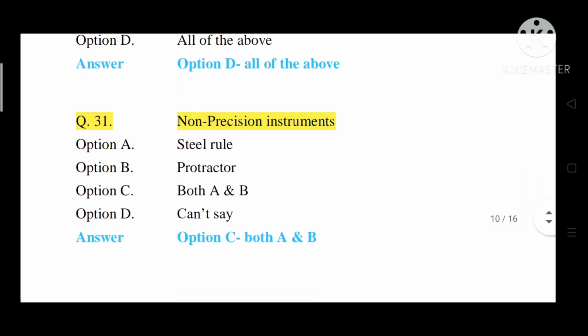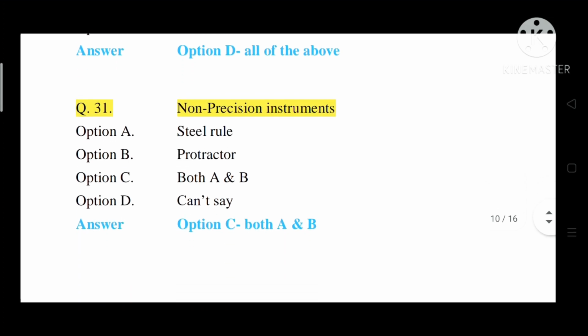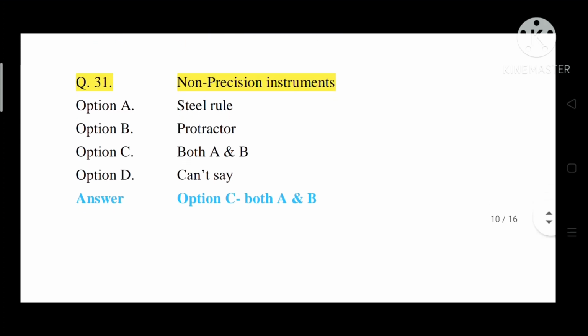Question number 31. Non-precision instruments. Options are: first option A, steel rule; option B, protractor; option C, both A and B; option D, can't say. So the answer is option C, both A and B, because steel rule and protractor are non-precise instruments. So option C is correct, that is both A and B.